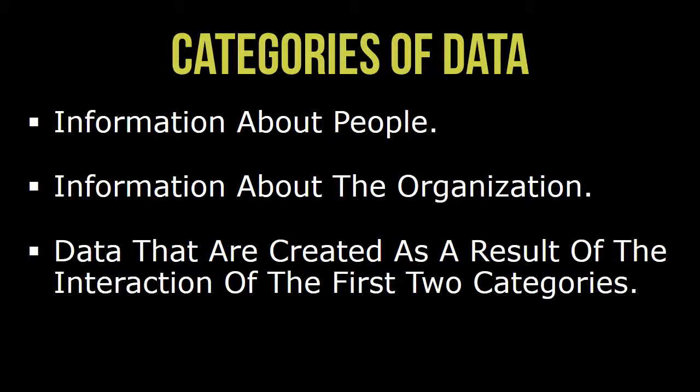Specific data from the HRIS database fit into three categories. 1. Information about people, such as biological information, and competencies, such as knowledge, skills, abilities, and other factors. 2. Information about the organization, such as jobs, positions, job specifications, organizational culture, compensation, employee and labor relations, and legally required data. And 3. Data that are created as a result of the interaction of the first two categories. For example, individual job history, performance appraisals, and compensation information.